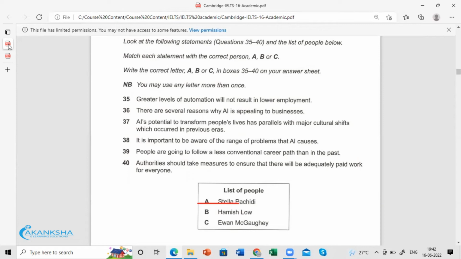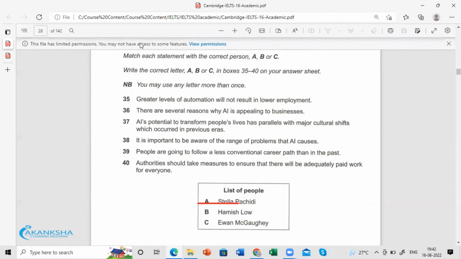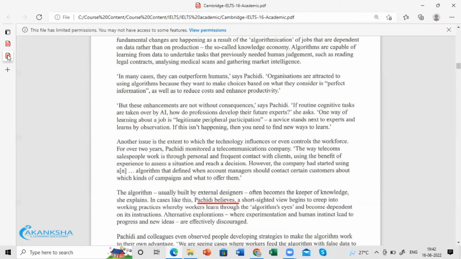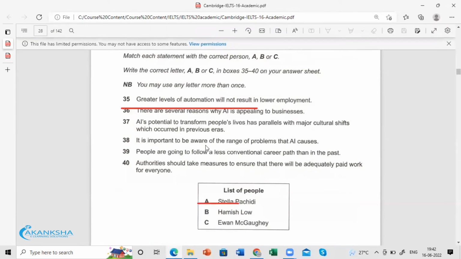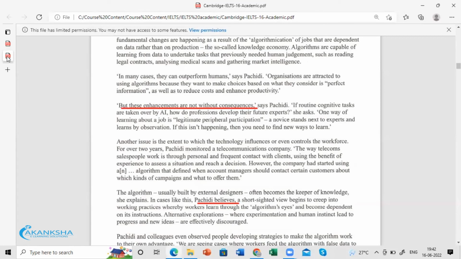Okay. And so that's why you can eliminate that. Question 38: it's important to be aware of the range of problems that AI causes. Yes, of course, he talks about it, because here in the third paragraph he says that these enhancements are not without consequences. So what's the meaning of that? It means that the range of problems means the consequences that the AI causes.